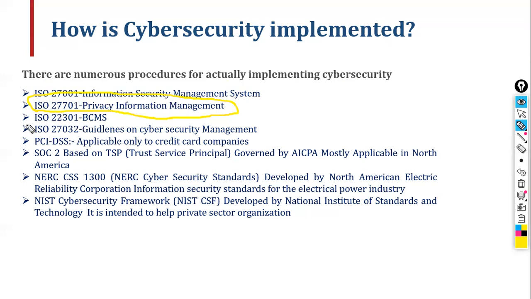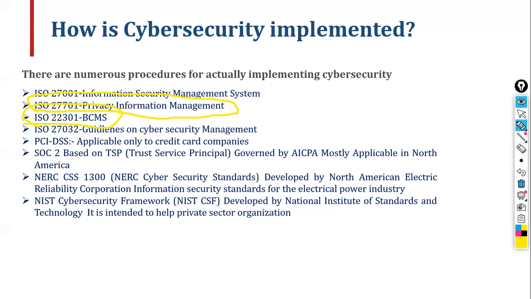Another standard is the BCMS, the Business Continuity Management System. Business Continuity Management System is a standard to manage business continuity or service continuity. It covers how to plan business continuity in case of various disaster situations, natural disasters, technological failures, and various kinds of failures. How to manage your business in that scenario is covered under the BCMS.